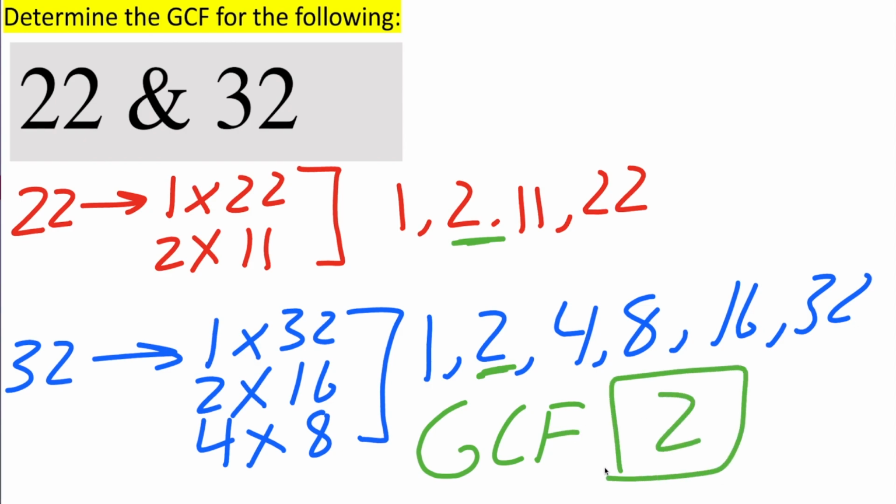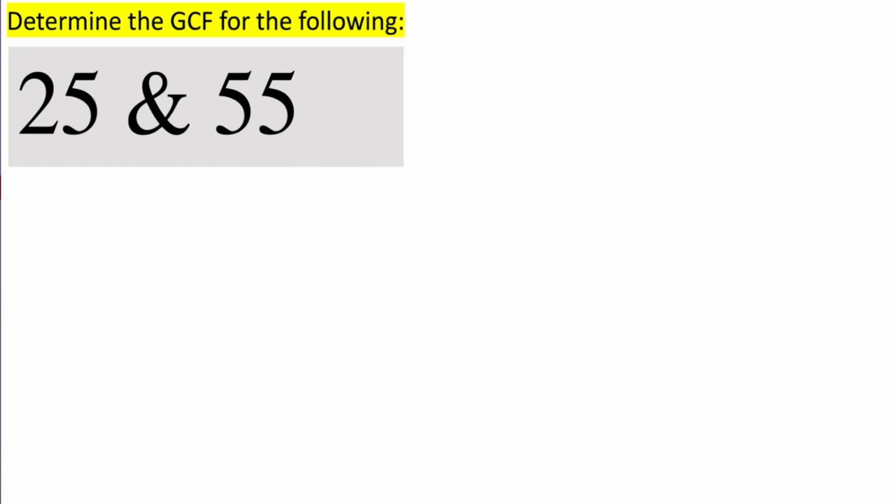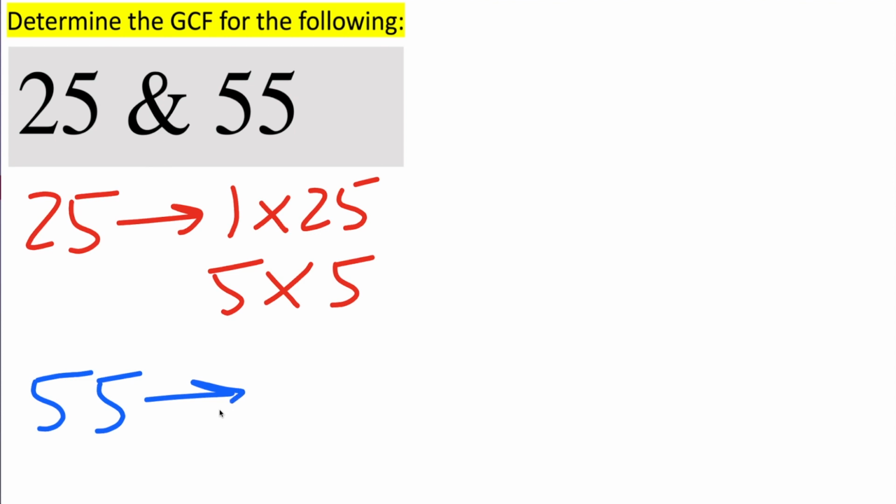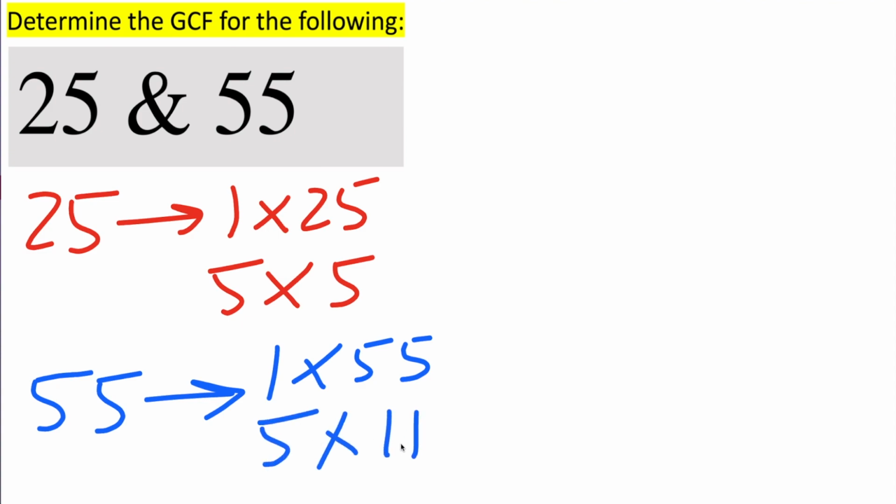And that's all we need to do for this kind of problem. Okay, this is the next problem, and so if you want to pause the video and attempt it, feel free. So 25, same procedure. We think, how can we get 25? 1 times 25 is 25. 5 times 5 is 25. And again, no other numbers. Next, we'll do 55. So 55, we think, how can we get 55? Again, 1 times 55 is 55. And then we have 5 times 11. And again, no other numbers.